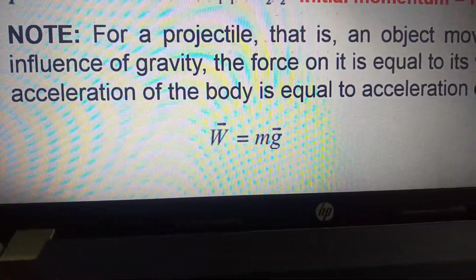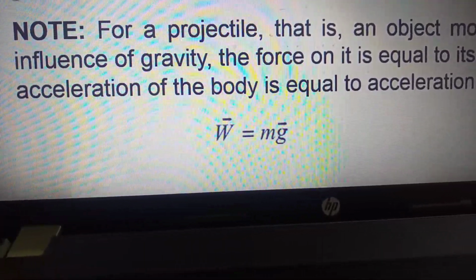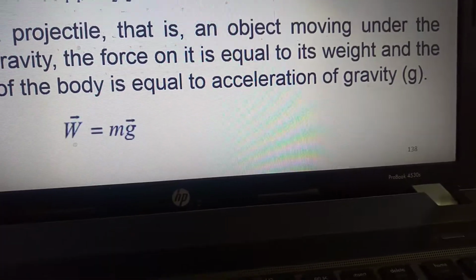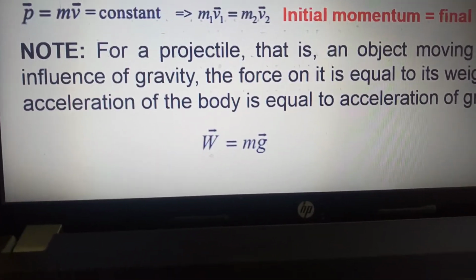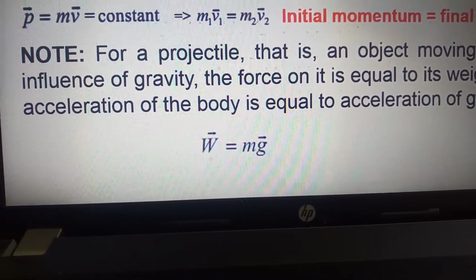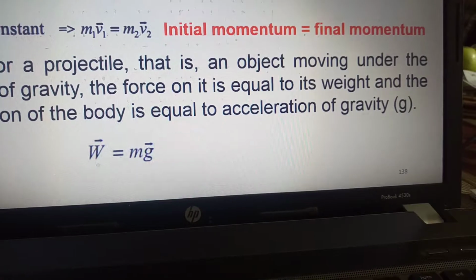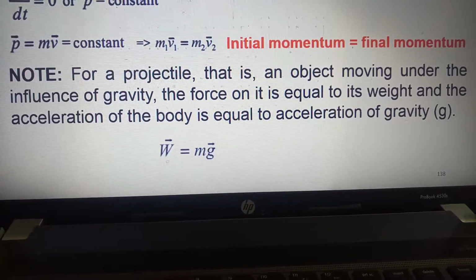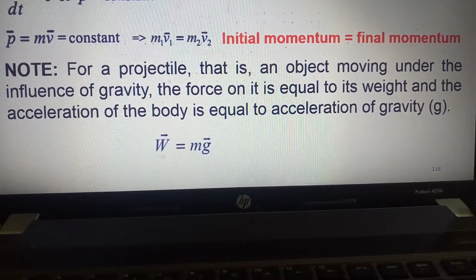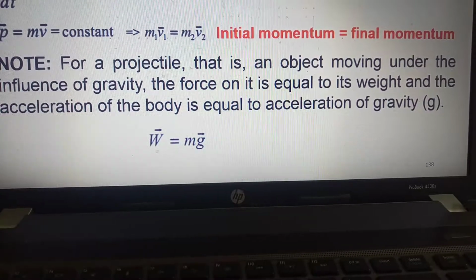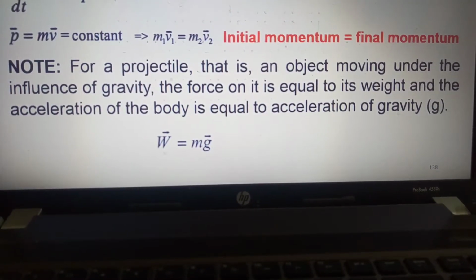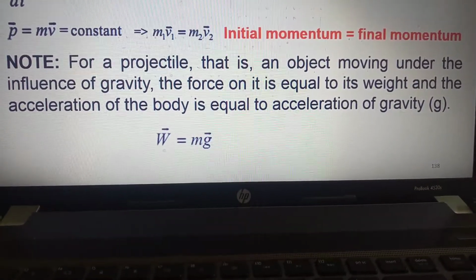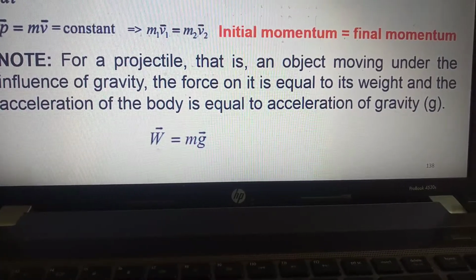The second law of Newton may be stated for a body moving in the atmosphere near the surface of Earth. It is especially for a projectile. We know that a projectile is a body which moves in the atmosphere near the surface of Earth. Then the force acting on a projectile is called the weight of the body, and the weight of the body is equal to the mass of the body times the universal acceleration due to gravity, then W equals mg. This weight of the body is actually called the force of gravity, Fg.